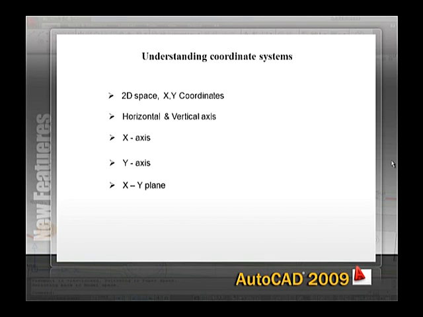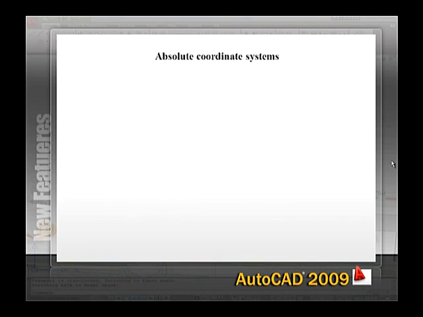The coordinates of any point on the drawing area are its distances from the origin along the x-axis and the y-axis. To keep coordinates simple, most drawings are created in the upper right quadrant. This locates the origin, 0,0, at the lower left corner of the drawing area so that all coordinate values can be positive numbers. Let's see the first method of using the coordinate system, the absolute coordinate system.